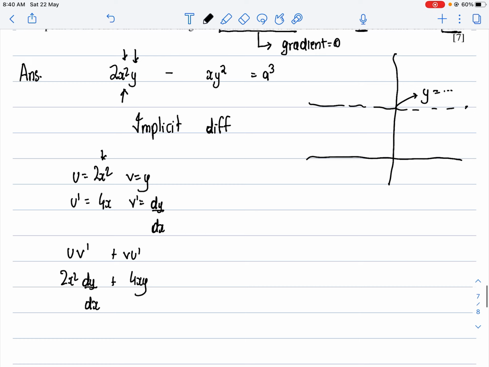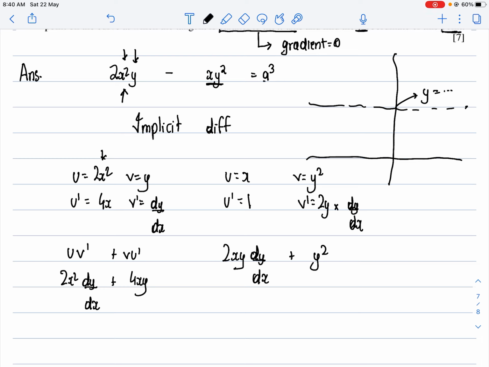In the same way, I can differentiate this. I take my u as x, my v as y square, my u dash as 1 and my v dash as 2y into dy by dx, because whenever there's a y, I multiply by dy by dx. So now I'll use uv dash, which is simply 2xy dy by dx, plus vu dash, which is simply y square. And I know the differentiation of a cube, which is a constant, is 0.